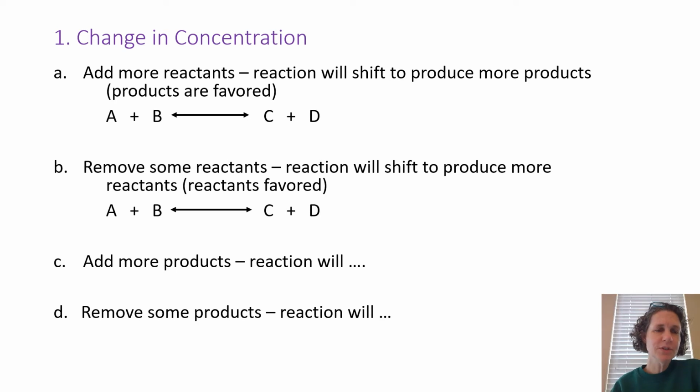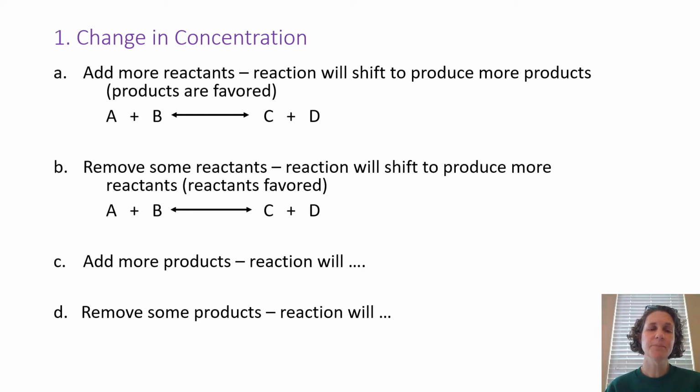Okay, so our first stress on our system is changing the concentration. And there are four ways to change the concentration. You can add or subtract some of the reactants, or you can add or subtract some of the products. And so these four ways will change the equilibrium. They won't be the same anymore, and so that equilibrium is thrown off. And so it will have to, in order to get back to equilibrium, adjust.